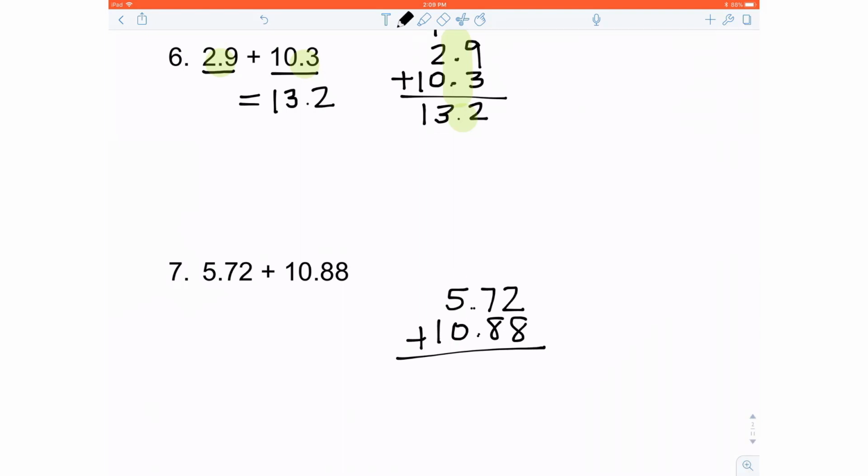So 2 plus 8 is 10. 0, carry the 1. 1 plus 7 is 8, plus 8 is 16. So we're going to do a 6, carry the 1. 1 plus 5 is 6. Please notice that I did bring down my decimal here. So I had my decimals and they're lined up. I'm going to highlight it real quick so you can see it.